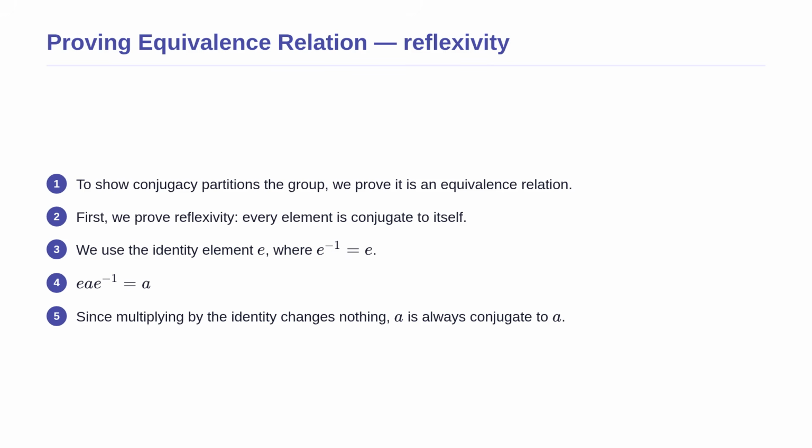To prove this, we must show that conjugacy is an equivalence relation, which requires reflexivity, symmetry, and transitivity. First, we prove reflexivity, meaning every element is conjugate to itself. This is the simplest property to prove. We just use the identity element, which represents the do-nothing action. Since multiplying by the identity changes nothing, the equation holds perfectly true. Therefore, every element is indeed conjugate to itself, satisfying the first requirement.